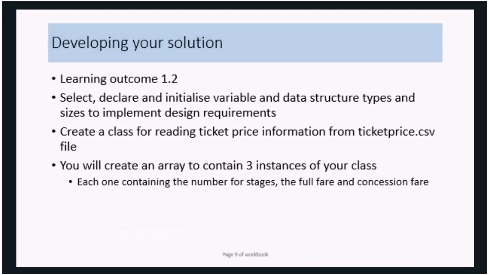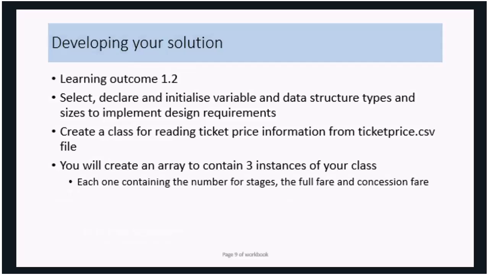So you're going to develop your solution. What I'm going to do here is step through all the different parts of Learning Outcome 1 so that we know we've met all the requirements of it. By the time we've done that, you'll be well on your way to having your solution developed. It tells us that we need to select, declare and initialize variables and data structure types and sizes to implement design requirements. What we really need to interpret that as is creating classes.